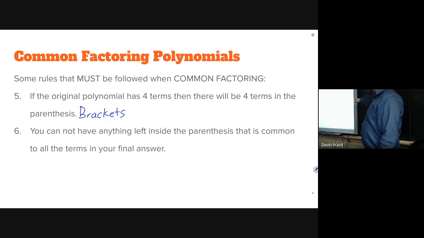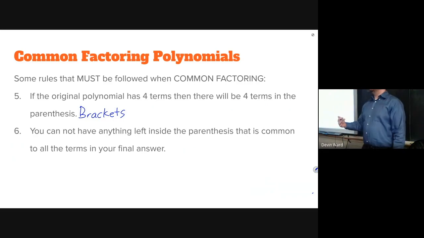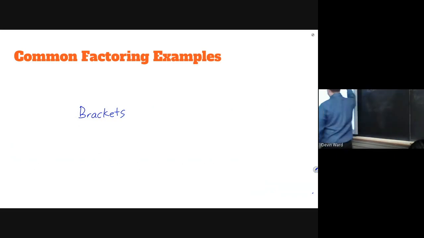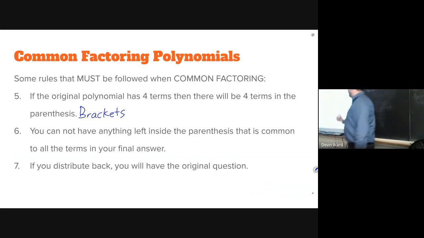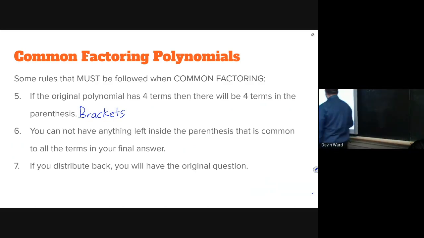If you don't have anything left inside the parentheses that's common to all the terms, you cannot have anything left that's also in common. That means that you didn't have the greatest common factor. So if you factor everything out and then you see that all the numbers are even, then you can also factor out the 2. You just might have to go back and get a bigger common factor. And then if we distribute back in, you'll have the original question back. So that's how you can check your answer.